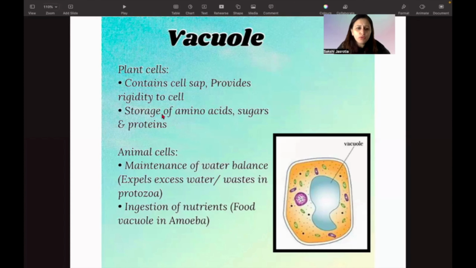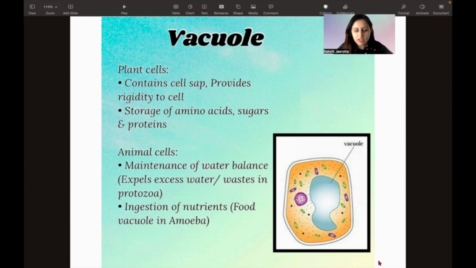And it is also, as we have just discussed, a storage for amino acids, sugars, and proteins because they do not have any specific organ for storage. That is why the vacuoles are present and they're significantly big in size in the plant cell, right?